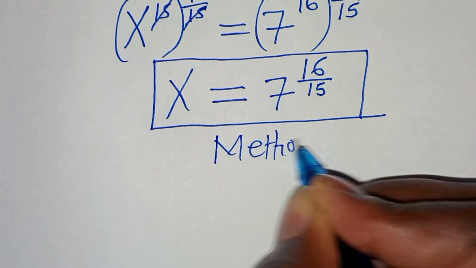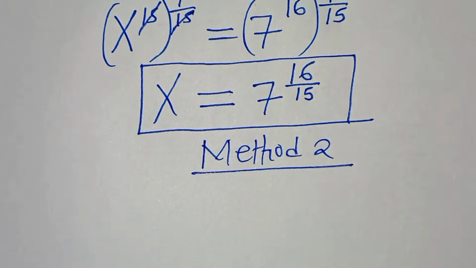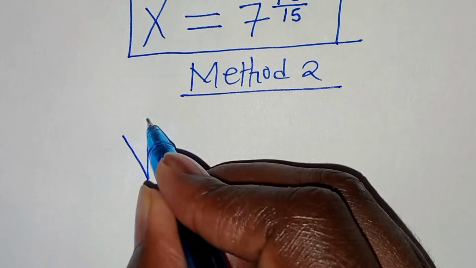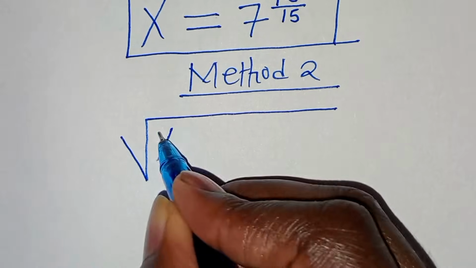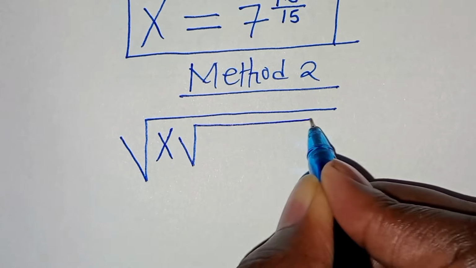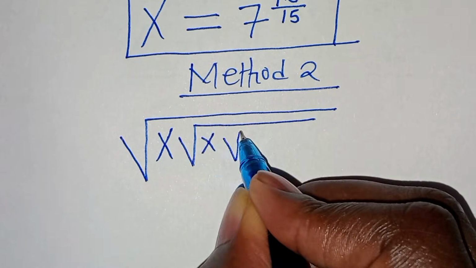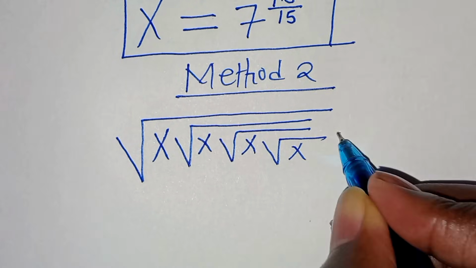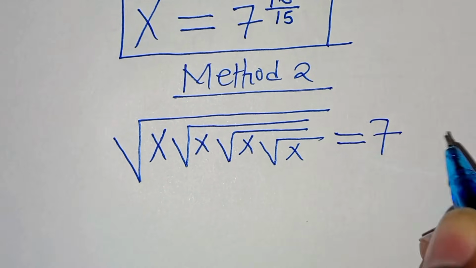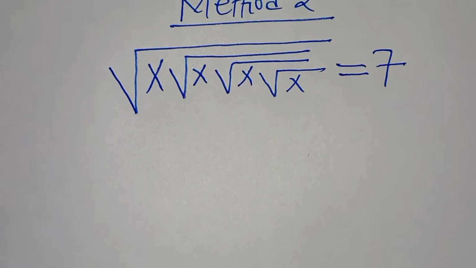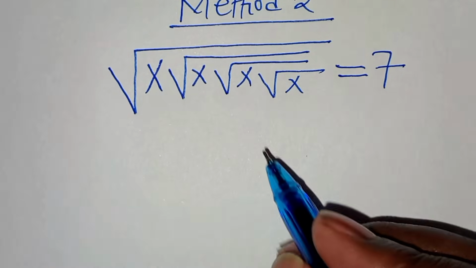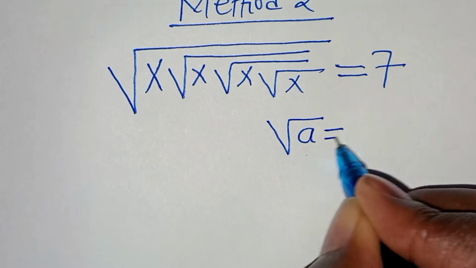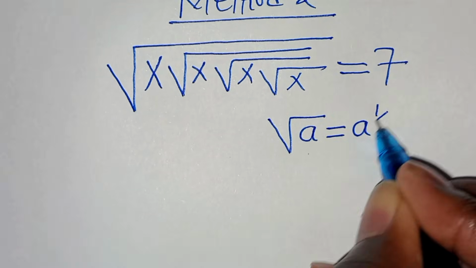Method 2. Now in method 2, we have the square root of x multiplying by square root of x multiplying by square root of x multiplying by square root of x. This is equal to 7. Now, to solve for the value of x here, we have that the square root of a is the same thing as a raised to the power of a half.